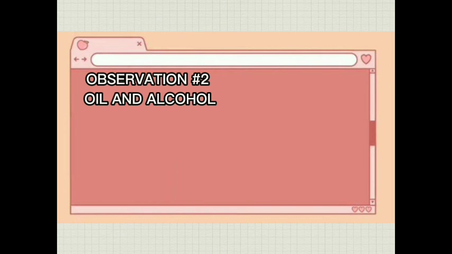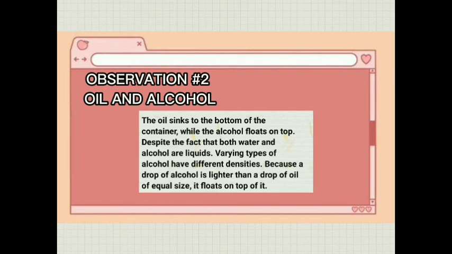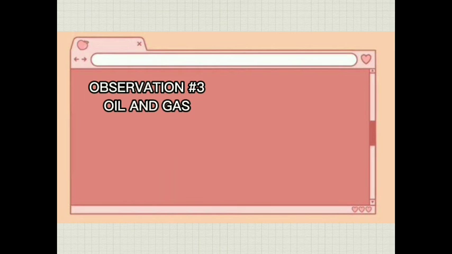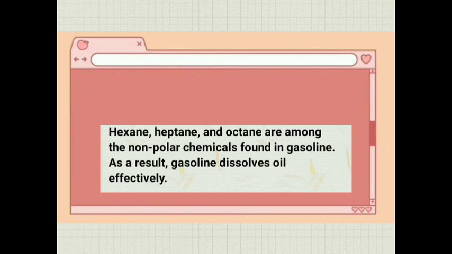Observation number 2. Oil and alcohol. The oil sinks to the bottom of the container while the alcohol floats on top. Despite the fact that both water and alcohol are liquids, varying types of alcohol have different densities. Because a drop of alcohol is lighter than a drop of oil of equal size, it floats on top of it. Observation number 3. Oil and gas. Hexane, heptane, and octane are among the nonpolar chemicals found in gasoline. As a result, gasoline dissolves oil effectively.